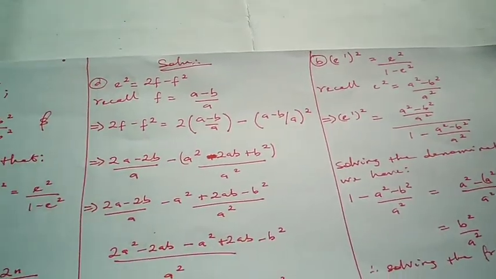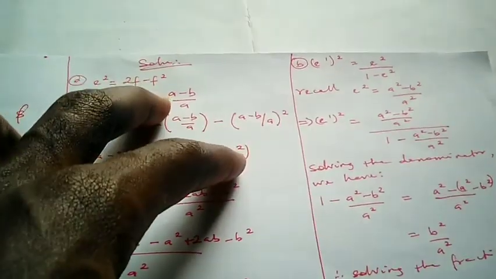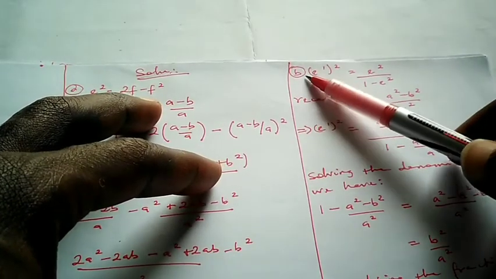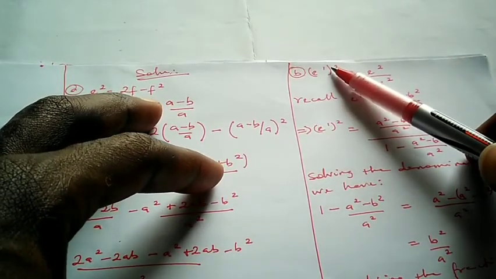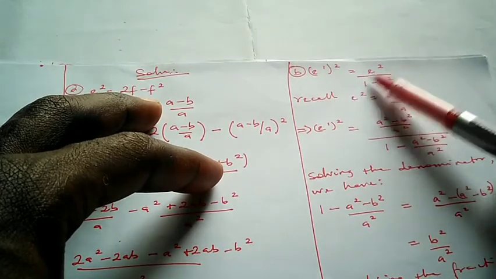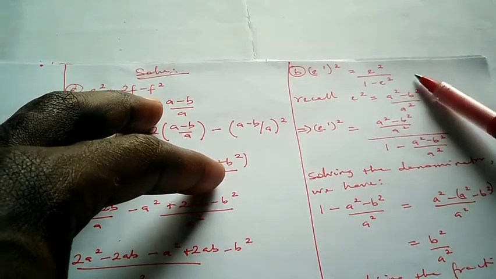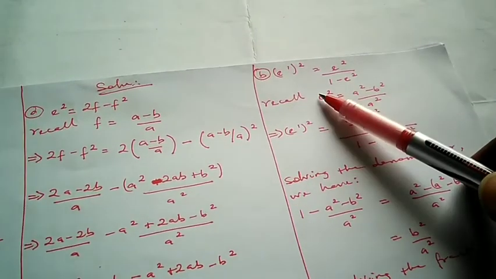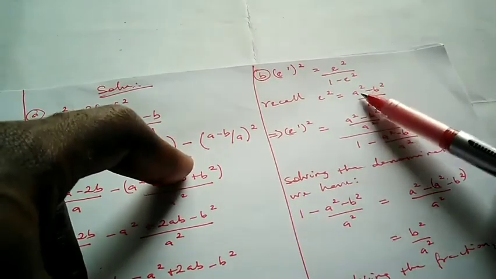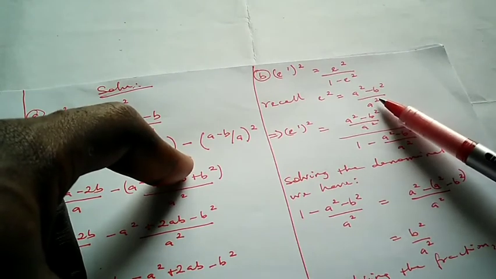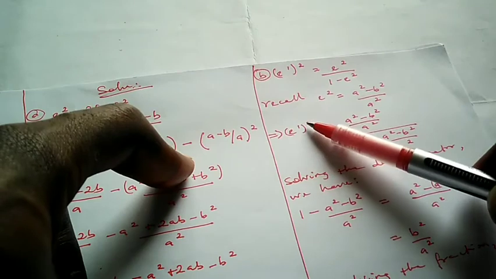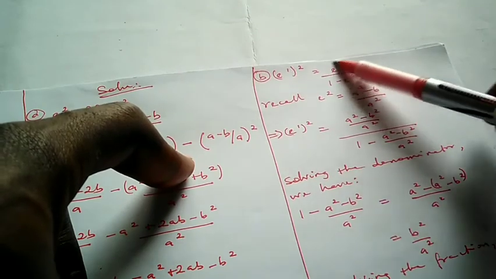The second part is also simple. The first thing we are going to do here is what? They said we should show that e prime squared, which is the second eccentricity squared, is equal to e squared over 1 minus e squared. So it's still the same way we are going to go about it. Recall that your e squared is equal to a squared minus b squared all over a squared. Is that not?